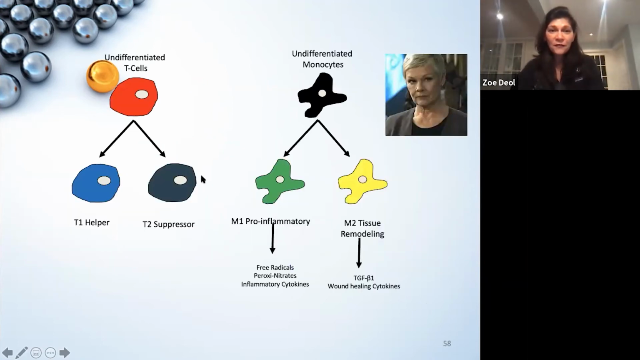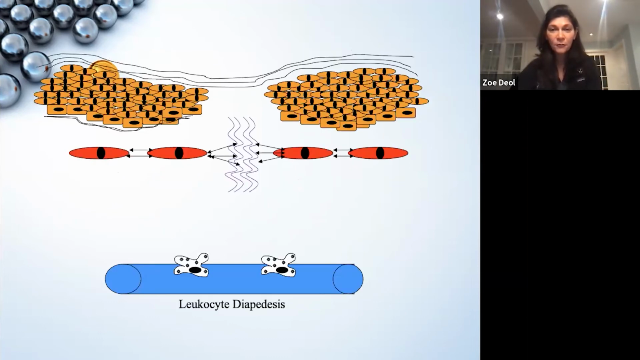Most of you are very familiar from medical school with T cell differentiation. T cells differentiate into the T1 helper and the T2 suppressor. Well, monocytes differentiate too, into M1 macrophages and M2 macrophages. M1 are the pro-inflammatory macrophages, and they are upregulated by the inflammatory cytokines. M2 are the tissue remodeling macrophages, and so those are the wound healing cytokines, as well as transforming growth factor beta.